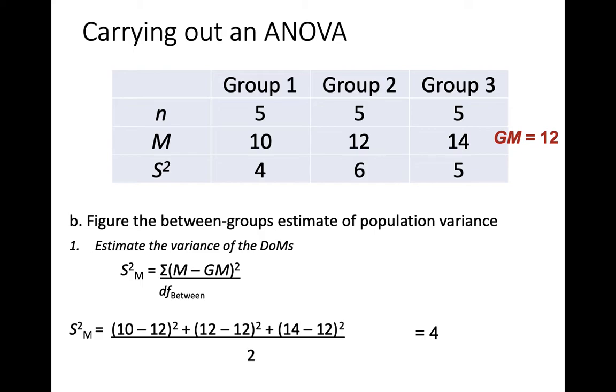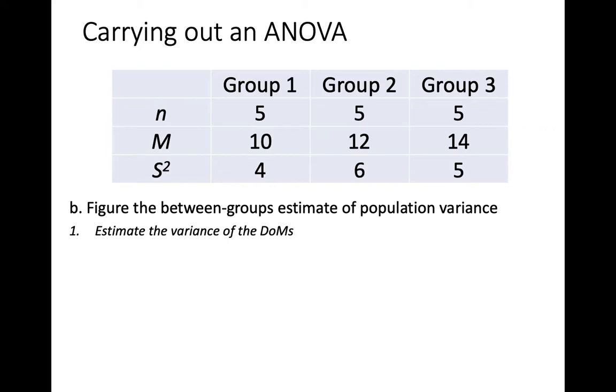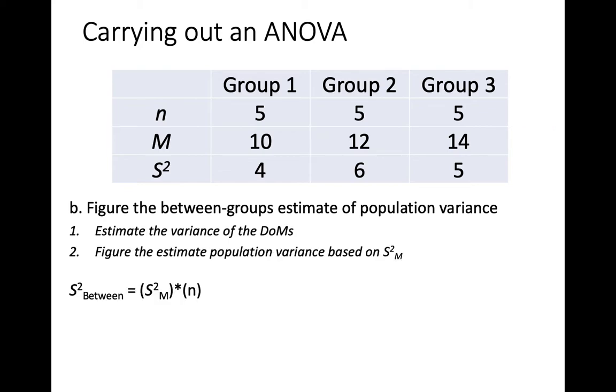Then what we're going to do is get the variance. We do that by looking at the squared deviation of each mean from that grand mean. We're going to take the sum of the squared deviations and then divide that by degrees of freedom. That gives us basically an estimate of the variance of this distribution of means. Doing that, we get an estimate of the variance of the distribution of means, which is 4, and then we can work backwards to get population variance once we know that. We do that by multiplying the variance of the distribution of means, S squared m, by the sample size, and that gives us an estimate of population variance, which is 20.